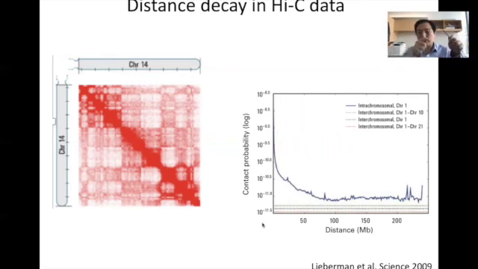The idea is that when two parts are close to each other in genomic distance, it's easier for them to form a loop and contact each other. But at this long end, from here to here, you need to form a much bigger loop, right? So the chance for this is really smaller. So this is what we call distance decay in Hi-C data sets. Okay.